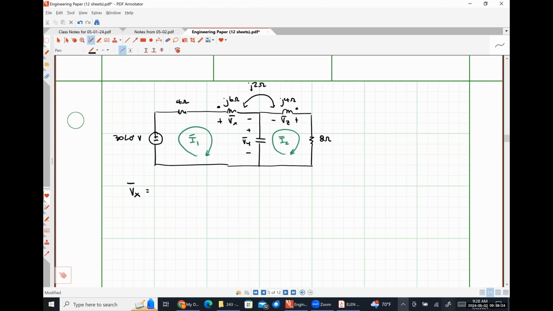So I want you guys to tell me what you think the self-induced term for this voltage should be. So positive, why? Absolutely right. So it's going to have a positive sign. Now tell me what the term is. J6 ohms times what? I1.